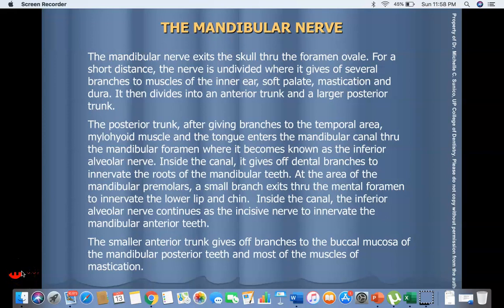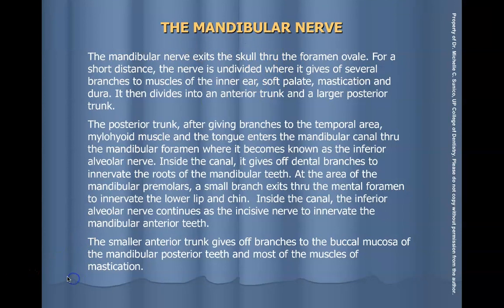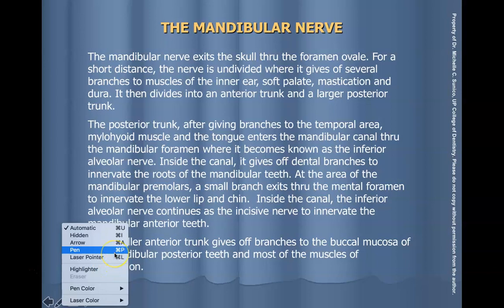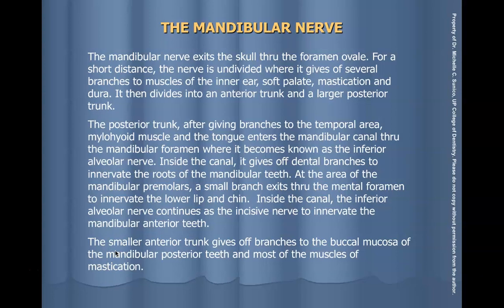The mandibular nerve. The mandibular nerve exits the skull through the foramen ovale. For a short distance, the nerve is undivided, where it gives off several branches to muscles of the inner ear, soft palate, mastication, and dura. It then divides into an anterior trunk and a larger posterior trunk.